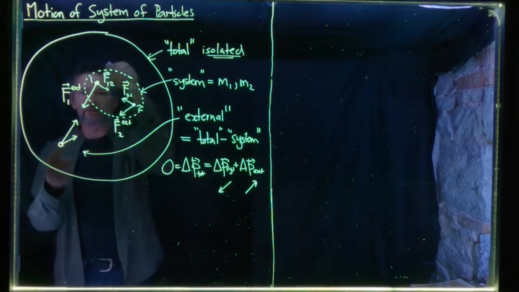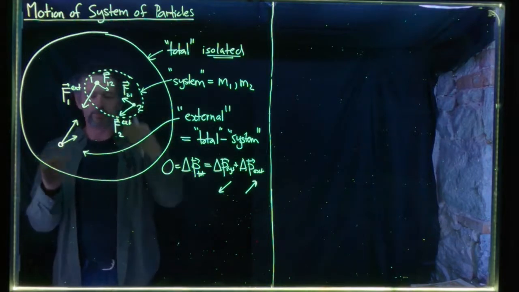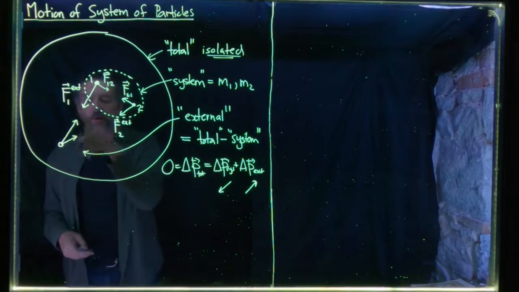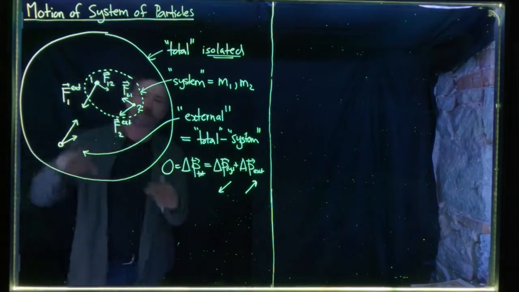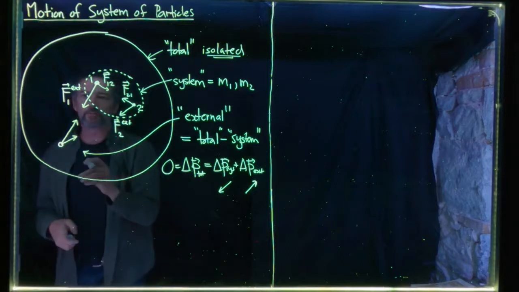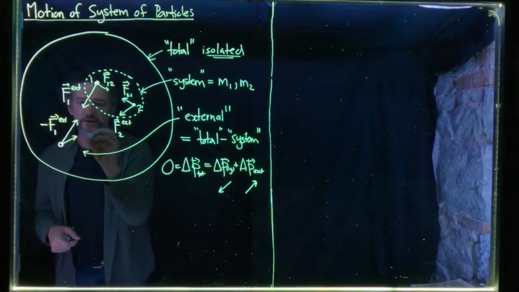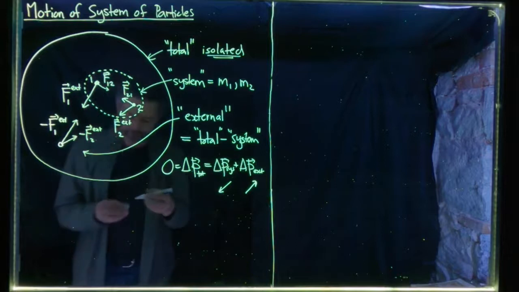Okay, that's the gravitational pull of the Sun on the Earth. This is the gravitational pull of the Sun on the Moon. But then there are also forces, because forces always come in action-reaction pairs, and we can't forget that. That's very important. This force over here is the negative of F1 external, and this force that the Moon exerts on the Sun is the negative of the force that the Sun exerts on the Moon.